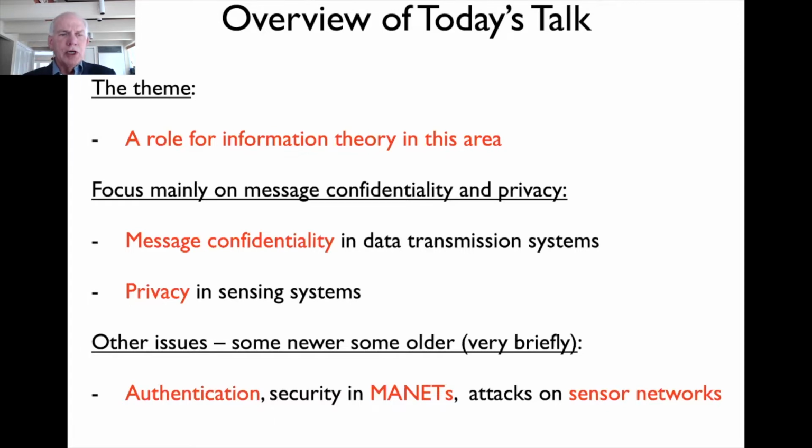At the very end, when I was putting this talk together, I was planning to spend more time on this, but when I went over the talk, I realized I'm not going to have time. So I'm just going to talk very briefly about a couple of other issues, some of which go back maybe a decade or so, where information theoretic analysis can also help look at security issues other than message confidentiality.